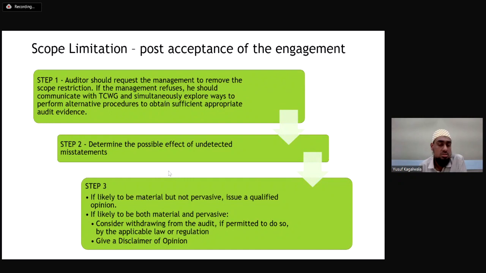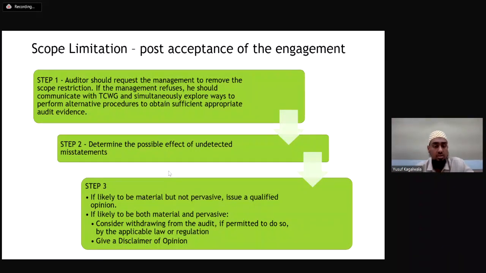If this is also not possible, we need to determine the possible effect of undetected misstatements. For example, suppose the entire valuation of inventory has not been given, or the fair market value of investments has not been given, or enough documentation for bank confirmations or bank statements has not been given. So what will be the possible effect of undetected misstatements?